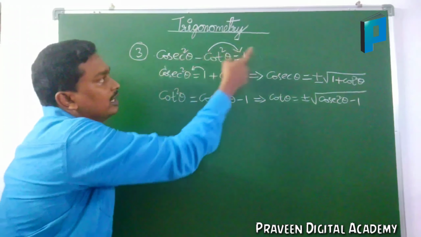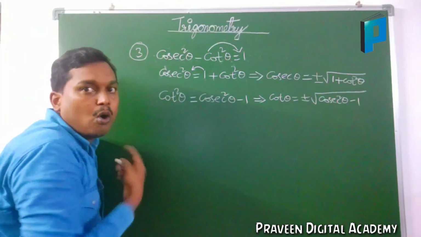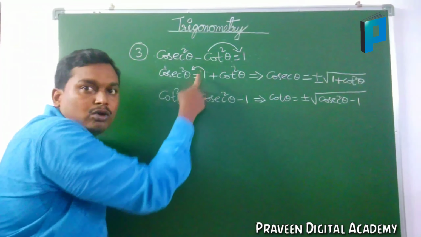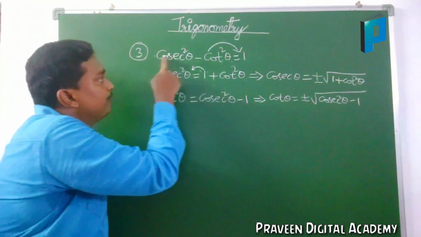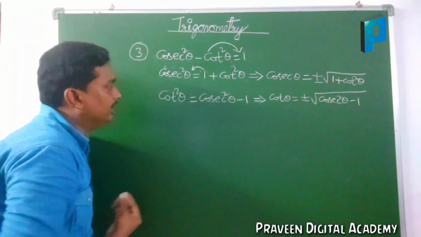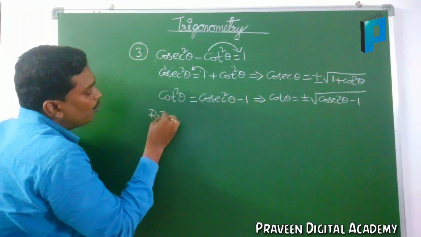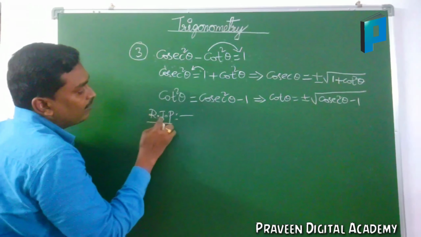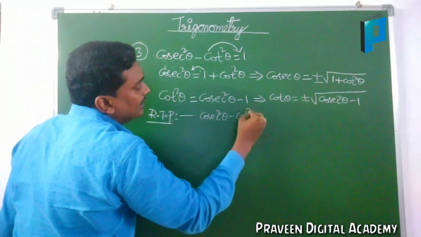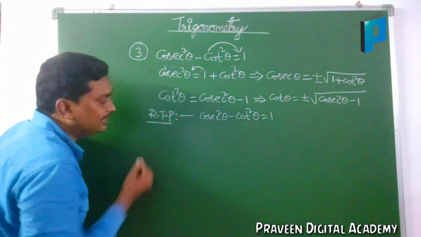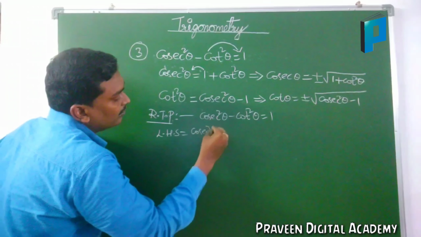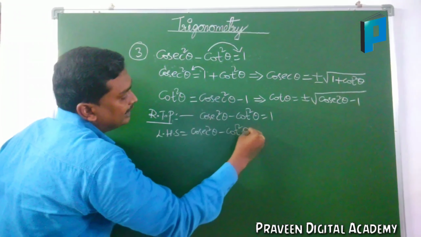If we prove this one, these two are also true, obviously. Why? Because from this formula only we got these two formulas again. So if this is true, both of these are also true, obviously. Now to prove, we are writing here RTP, required to prove. What we have to prove here? Cosec square theta minus cot square theta is equal to 1. Now let us take here LHS. What is LHS here? Cosec square theta minus cot square theta.